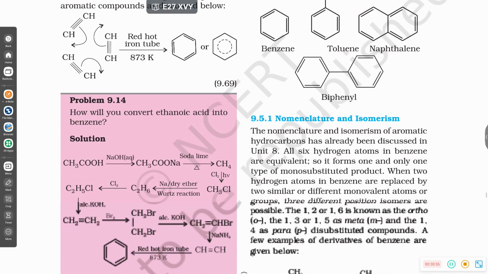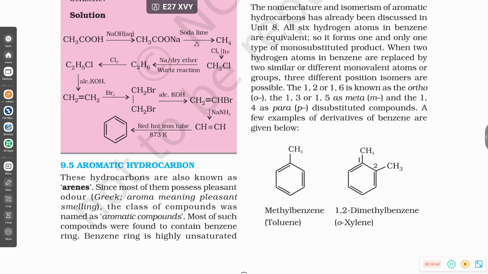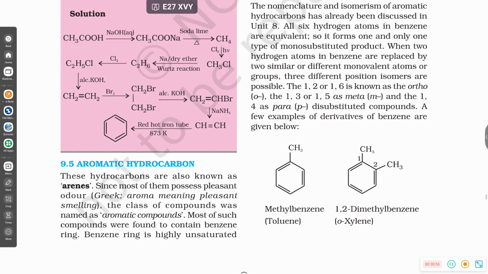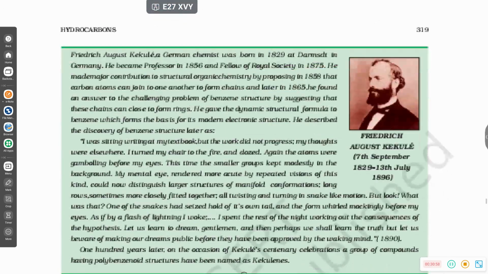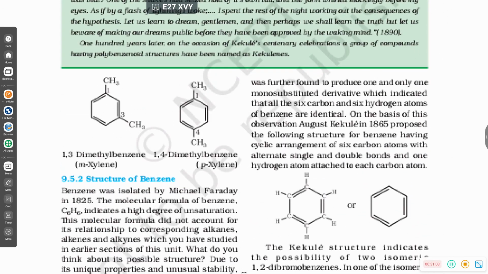So nomenclature and isomerism, generally they will use names. How do they use? Methyl benzene. 1,2 dimethyl benzene is called ortho-xylene. You know toluene. That is meta-xylene, 1,3. Para-xylene, 1,4. Like this names we are giving.